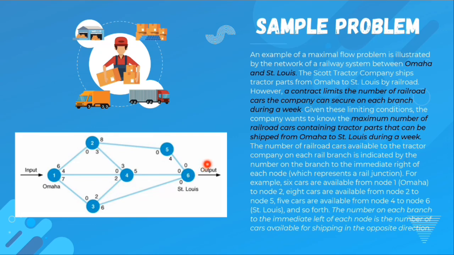Tinatawag naman na directed branch ang branch na may one direction lang ang flow, katulad nitong flow from node 1 to node 2 dahil meron siyang papuntang 6 available cars, pero kapag pabalik, 0 na yung available cars. Kaya ang tawag sa branch na to is directed branch. And undirected branch, kung both directions ang flow ng branch, katulad sa node 3 to node 4 and node 4 to node 3, dahil ang papunta from node 3 to node 4, there are 2 available cars, while node 4 to node 3, there are 2 available cars then. So merong both direction ang flow ng branch.